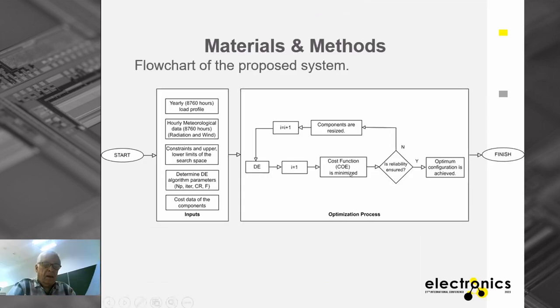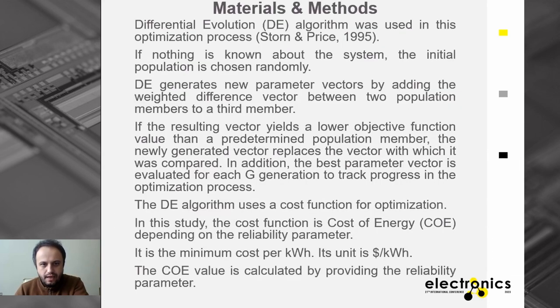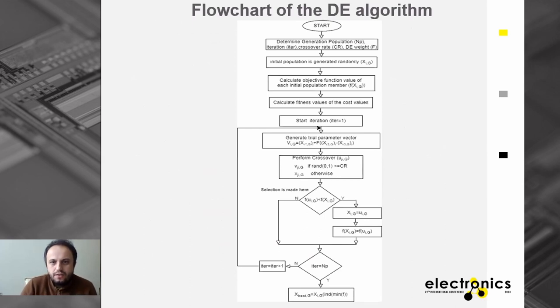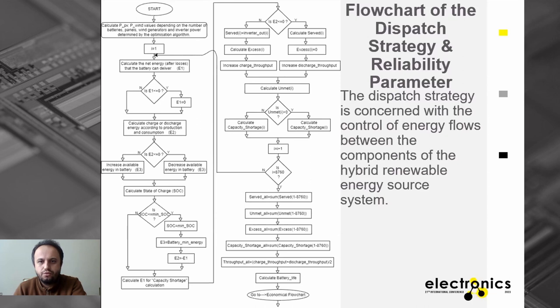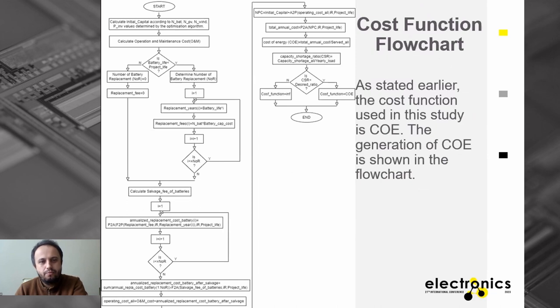Okay. This is the outline of my work. As in Homer, we are entering input data, then the optimization process, like here. And we are using a metaheuristic, the differential evolution algorithm, like the genetic algorithm. You see here the process flowchart. And this is my flowchart of the dispatch strategy. Dispatch strategy is concerned with the control of energy flows between the components. And this is the economical flowchart, because we are making hard economical calculations, and this is the flowchart of economical calculations.